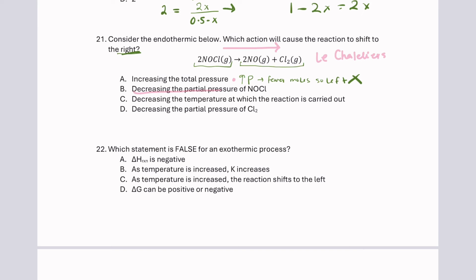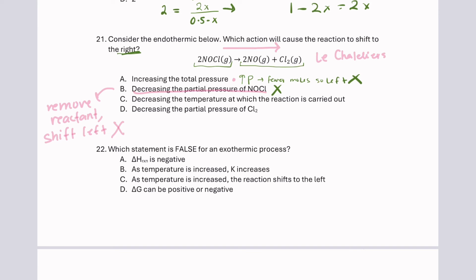Option B says decreasing the partial pressure of NOCl. Now this is a reactant. If we remove reactant, this system will shift left to replace it. That does not drive the reaction to the right, which is what we're looking for. So B is not the right answer.